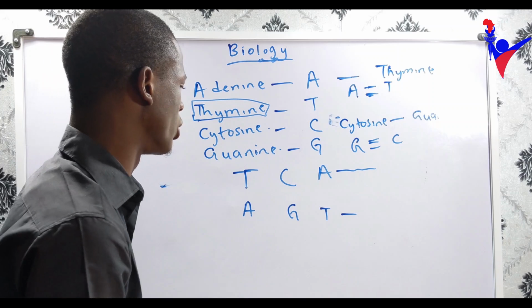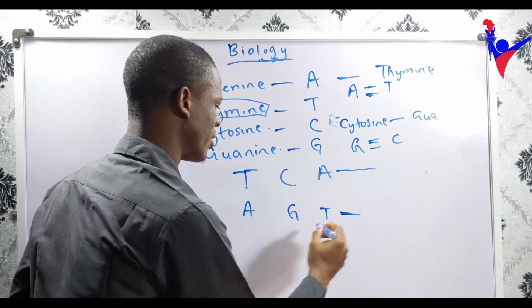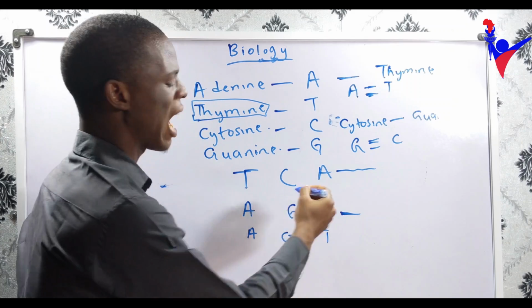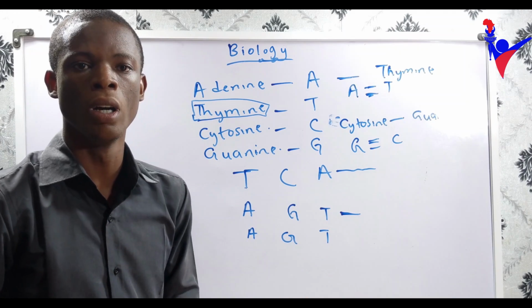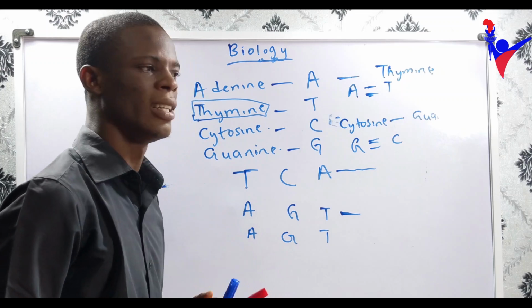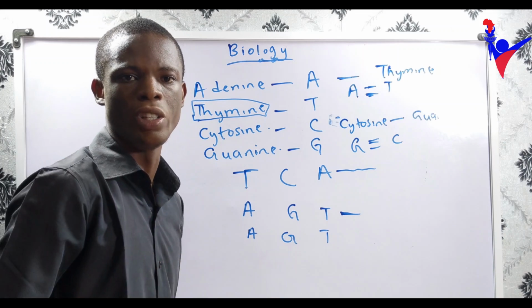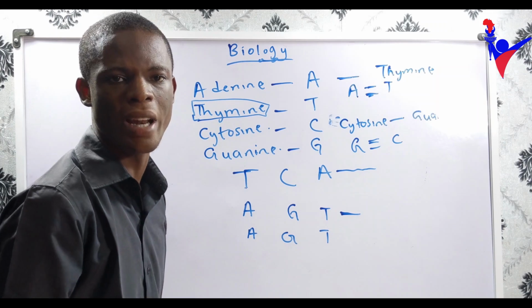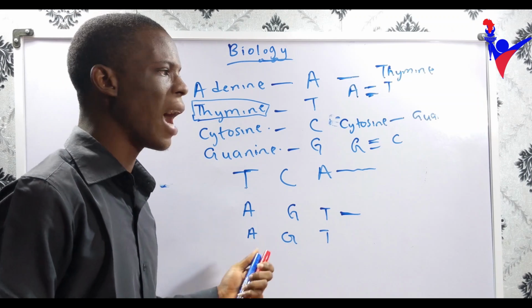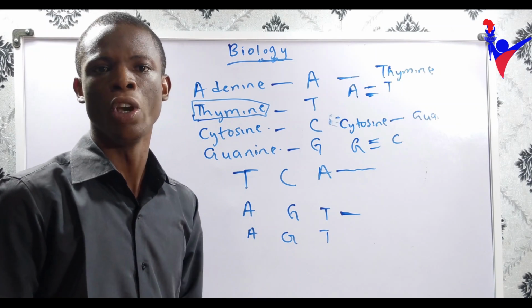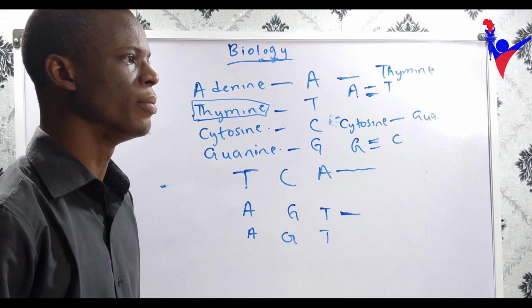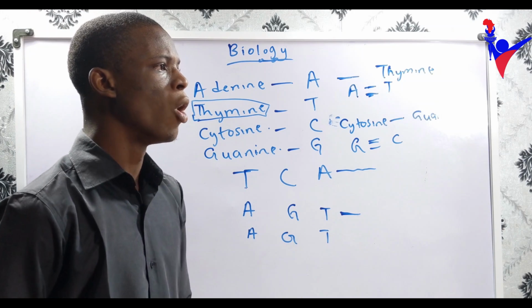So the correct answer for this is AGT, as you can see on the board. Please, mind you, thymine is replaced in an RNA strand with uracil. Thymine is replaced in an RNA strand with uracil. Alright, let's move to our next question.